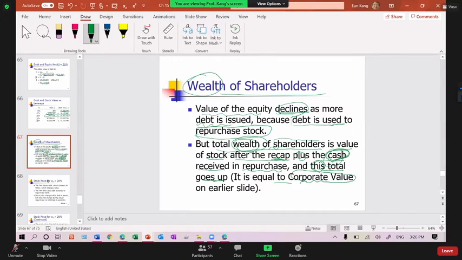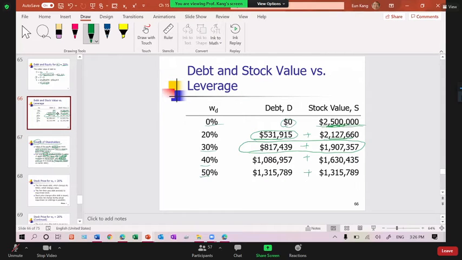But equity value goes down because equity is now a smaller portion. But instead, all the shareholders get what? Cash. So shareholder wealth is maximized at 30%. See? Because shareholder wealth is not only the stock value, but also the debt. Add these two, that's shareholders' wealth. But equity value is now smaller, but shareholders' wealth is what? They have this one in cash. So that is total shareholder wealth.